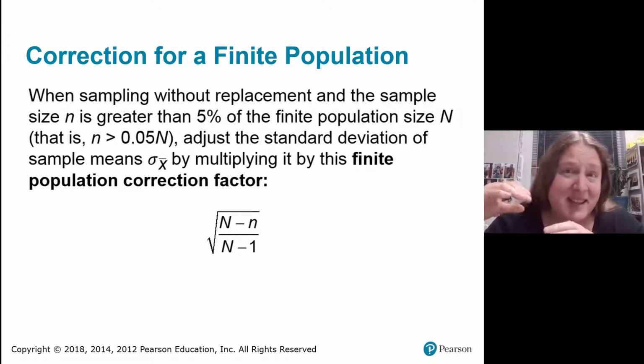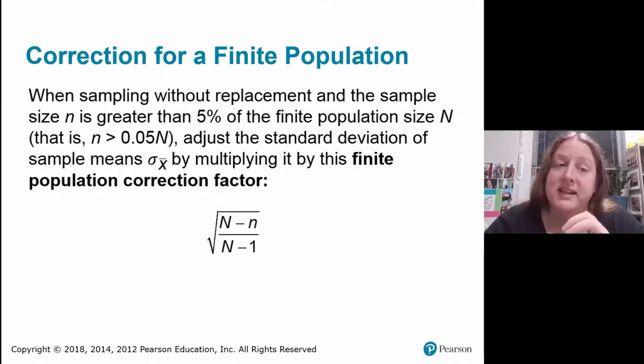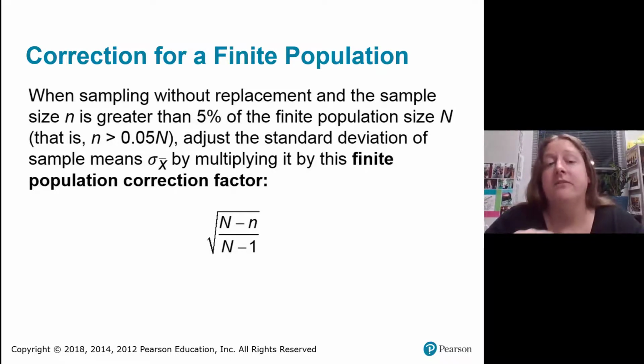Finite population size is capital N, sample size is lowercase n. We can adjust the standard deviation of sample means by multiplying it by this factor: the square root of capital N minus lowercase n, divided by capital N minus 1. So that's our way that we can deal with events not being independent the way we want and our samples being too big to ignore it.